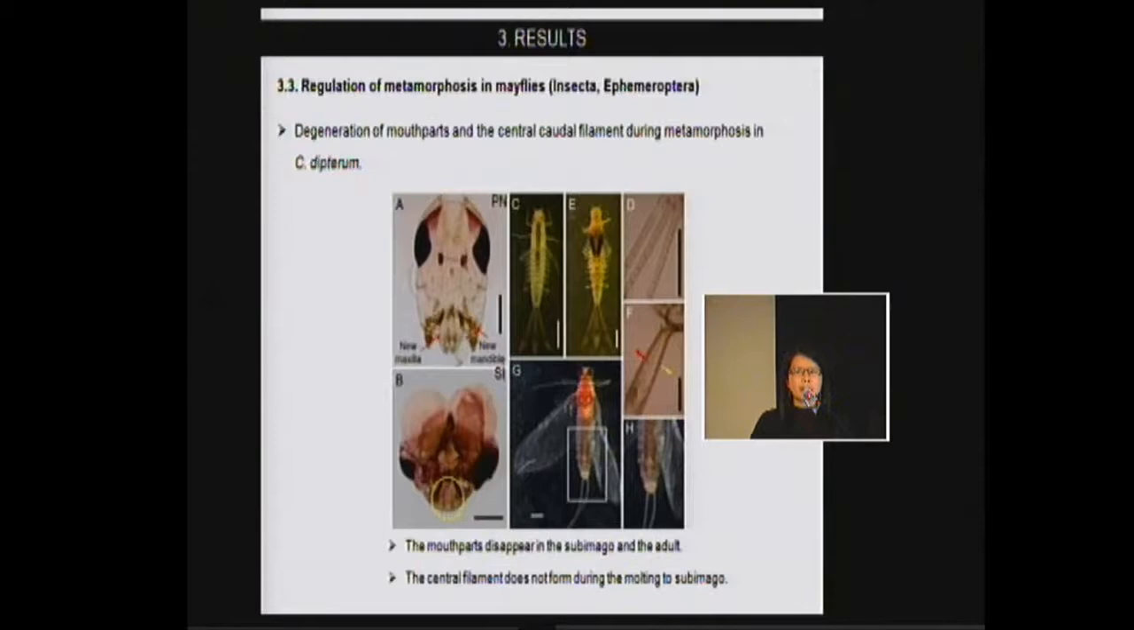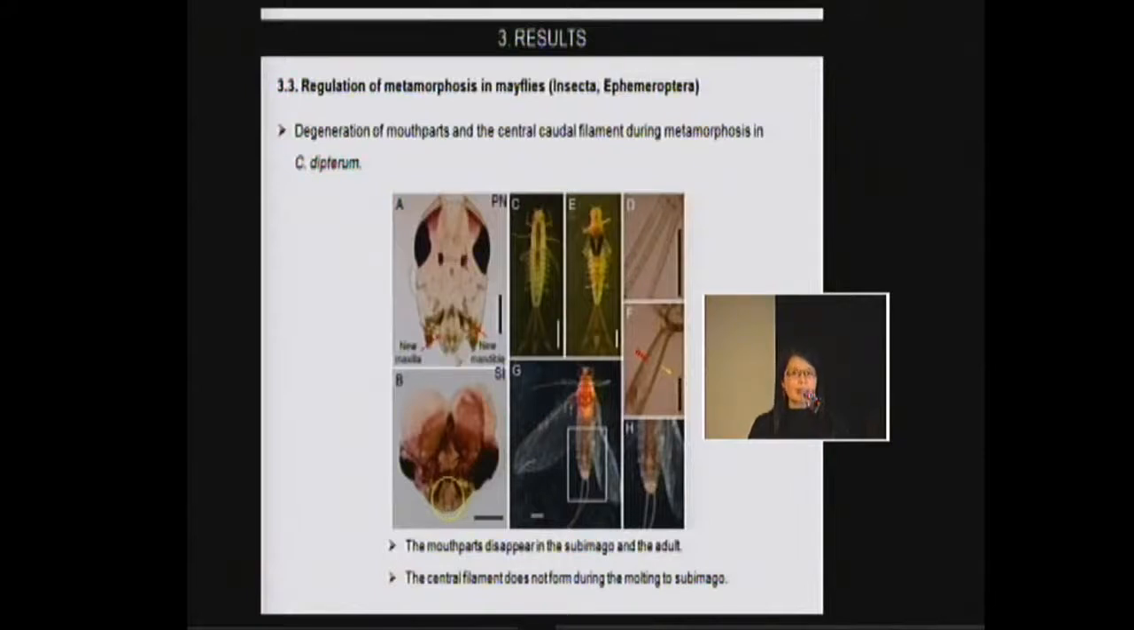And during metamorphosis, we also found a change in the mouthparts of these insects, since the subimago and adult do not feed anymore, so they lack the mouthparts at that stage. The new mouthparts are just produced when they molt from nymph to nymph, but in the last nymphal instar, they do not produce new mouthparts at that moment.